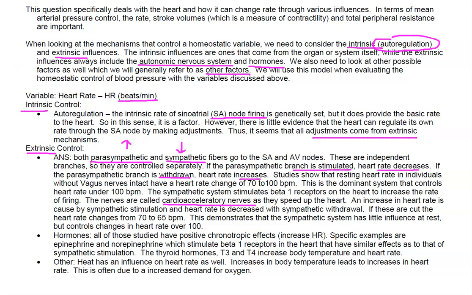So for instance, if we said, oh, heart rate went from 80 to 90, what was the primary cause? Since it's below 100, it would be the parasympathetic system. And since heart rate went up, it would be the parasympathetic withdrawal, the parasympathetic decreasing.